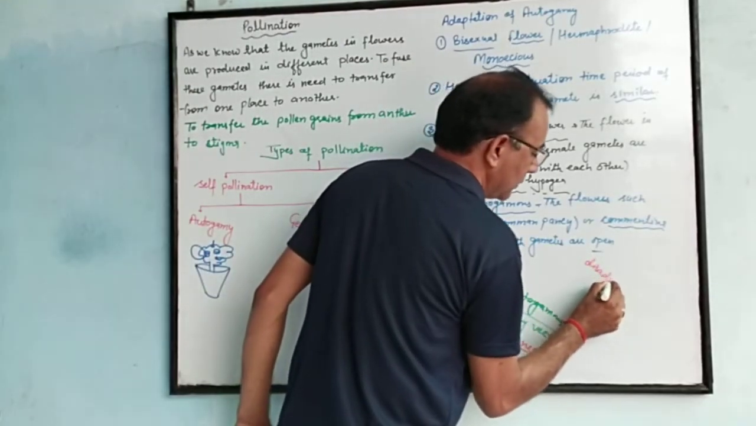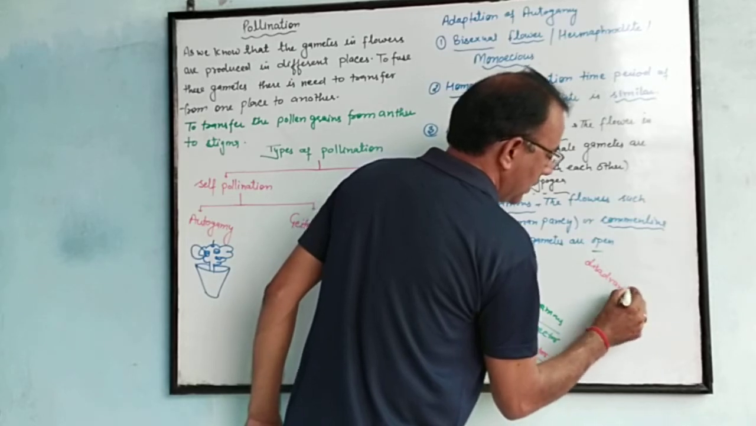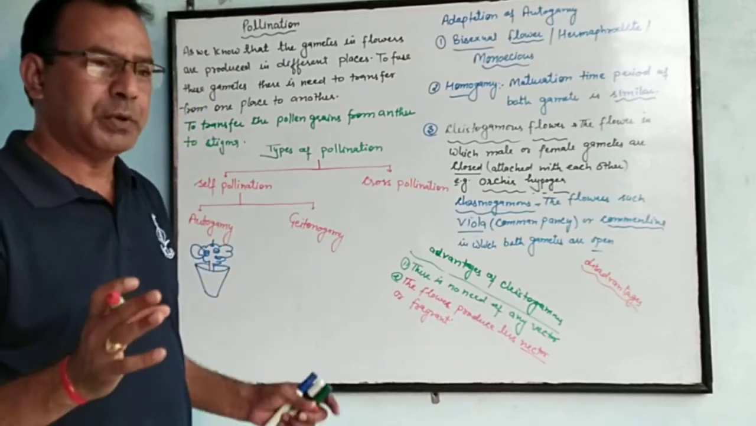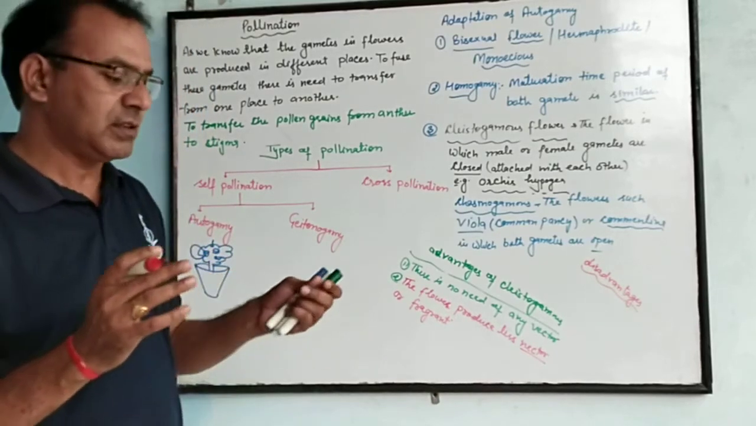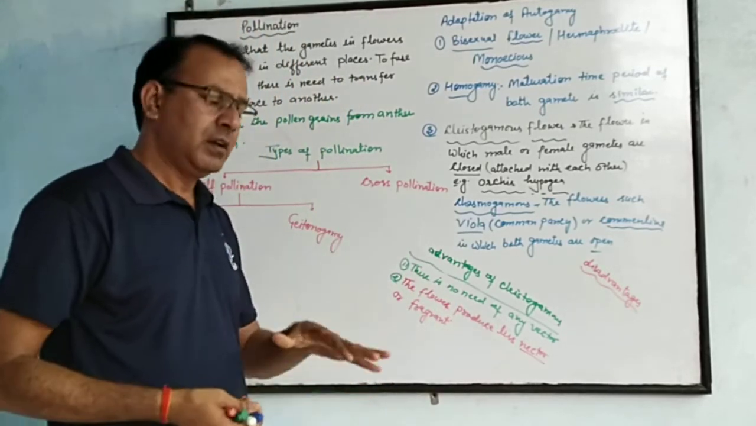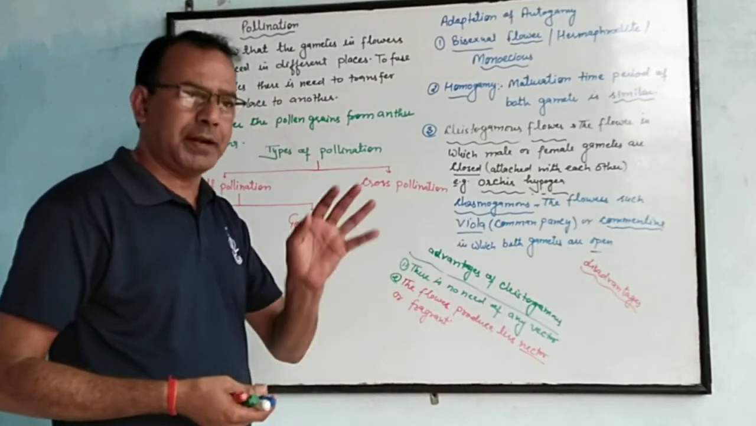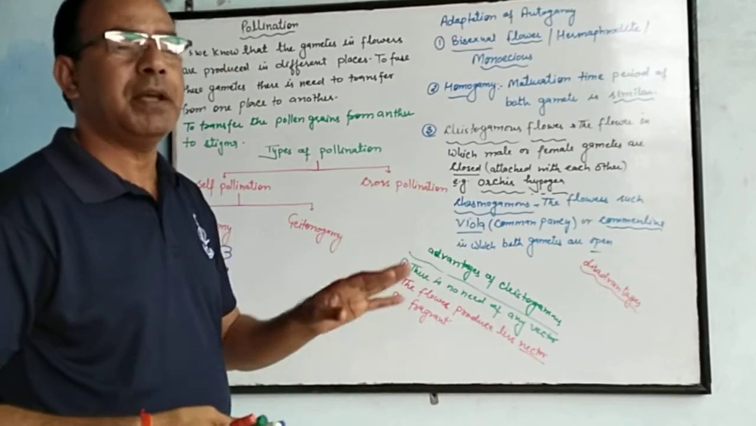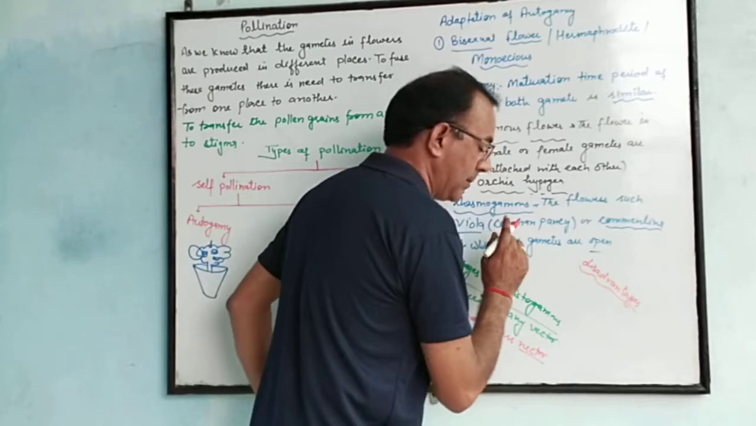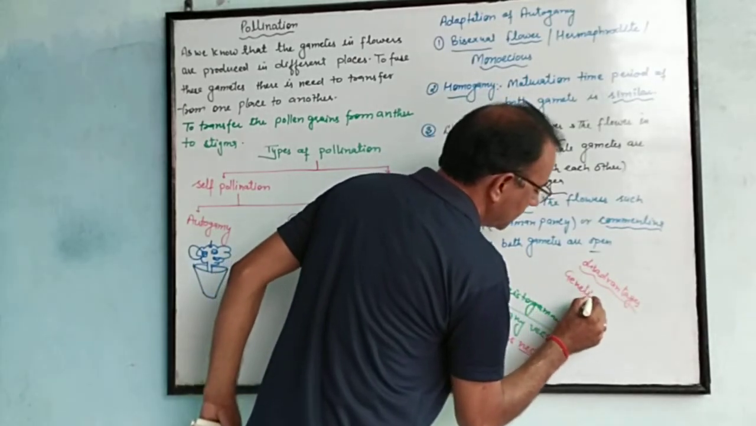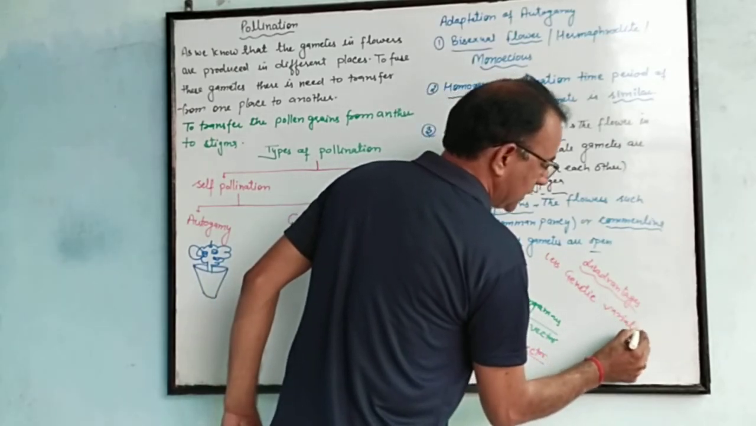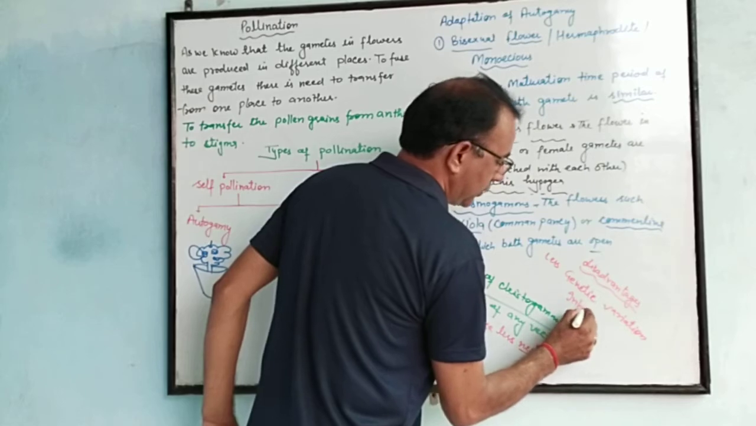Disadvantages. It may cause less genetic variation which may cause inbreeding depression. Means if the same type keep crossing by themselves, then there will be more similarity. If one is affected with any epidemic, then all the species may be affected. So these are the disadvantages of cleistogamous. Less genetic variation which may cause inbreeding depression.